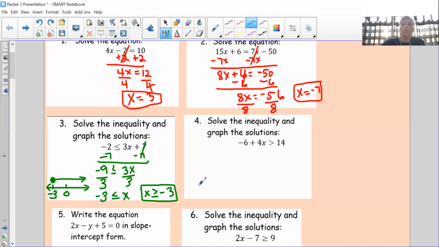Okay, going on with the next one, same directions. The only thing is it's sort of backwards. It's got the problem over here and the answer over here. So, but anyway, same directions. I'm going to pretend this is in here and just solve it like it's an equal.